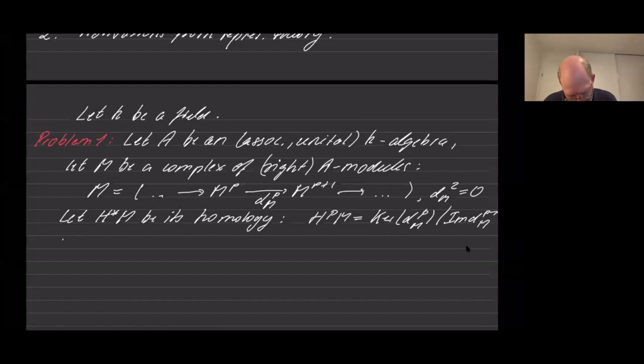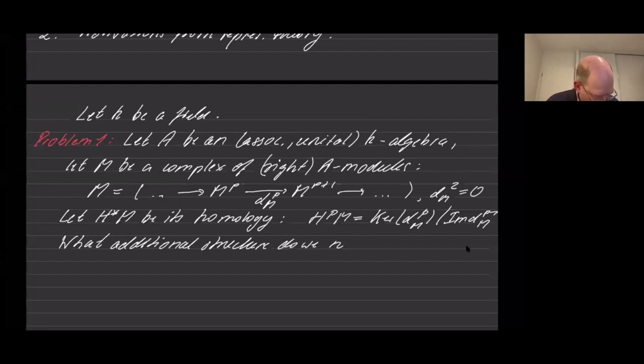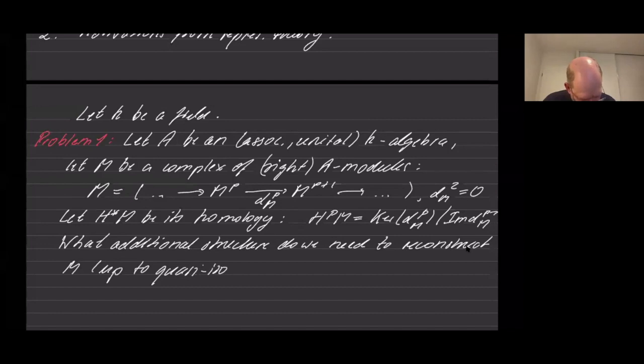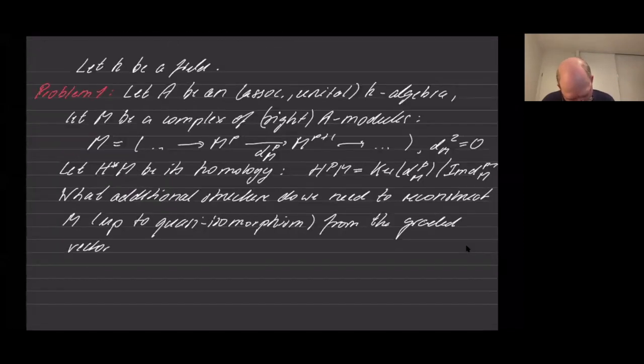So, what additional structure do we need to reconstruct M up to quasi-isomorphism, morphisms of complexes inducing isomorphisms in homology, from the graded vector space given by homology.